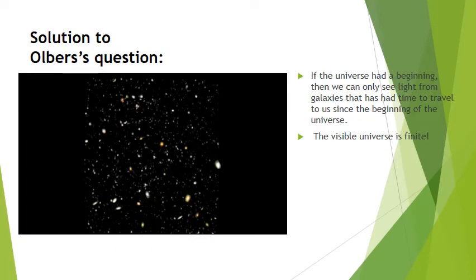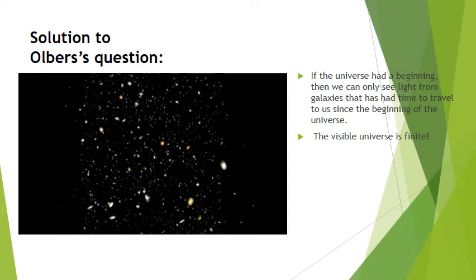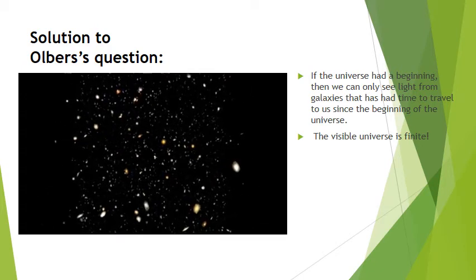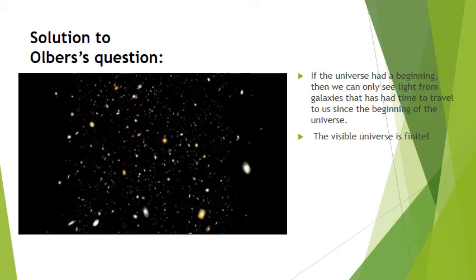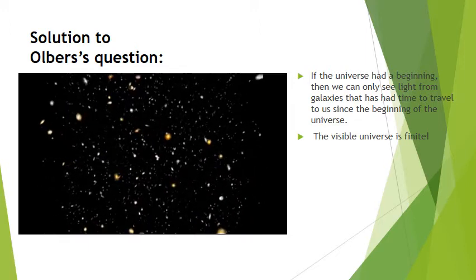Okay, to answer Olbers' question, we first of all have to remember that the farther we look out in space, the farther back in time we are looking. Remember, that's that whole look back time idea. So here's a three-dimensional representation of the galaxies observed by the Hubble Space Telescope in that Hubble Deep Field image that I mentioned back in Module 11.